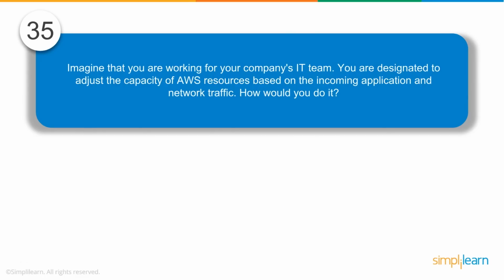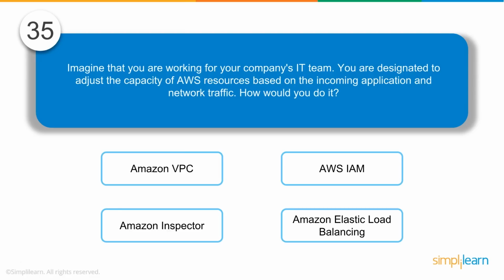All right, let's look at this one. Let's say that you are working for your company's IT team and you are designated to adjust the capacity of the AWS resources based on the incoming application and network traffic. How do you do it? So what's the service that actually helps us to adjust the capacity of the AWS resources based on the incoming application traffic? Let's look at it.